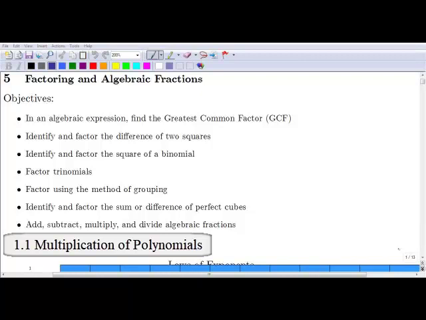This video starts off the lessons for Chapter 5, which covers factoring and algebraic fractions. This video and subsequent ones will discuss the following objectives that you see here. Finding the greatest common factor, identifying and factoring the difference of two squares, factoring a square of a binomial, factoring trinomials, methods of grouping, and then adding, subtracting, multiplying, and dividing algebraic fractions.